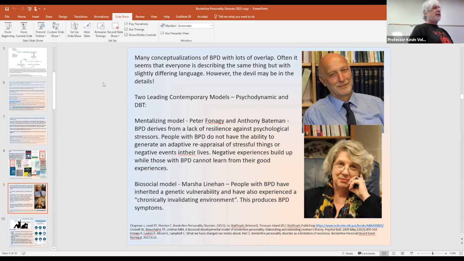In the psychodynamic model, another way you can think about psychodynamic and DBT is that the newer psychodynamic models are based on mentalizing, and that is mostly Peter Fonagy, who's an analytic person here, and Anthony Bateman. They talk about borderline personality deriving from a lack of resilience against psychological stressors, not having an ability to generate adaptive responses to stressful things and negative events in their lives. Then experiences build up and they can't learn from their good experiences. That's sort of a mentalizing model. And there's a therapy that Fonagy developed based on that. I'm not going to talk much about that.